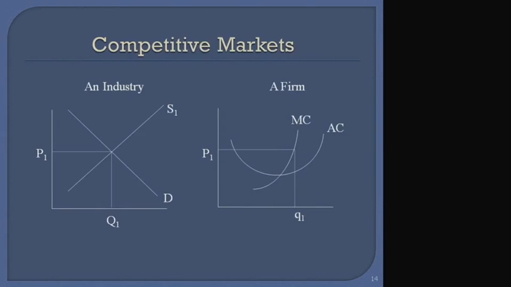Q1 times P1 gives us our revenue, represented by the green shaded area. Q1 times AC, where it crosses that line, gives us our cost. Our average cost per unit times units sold gives us our total cost, represented in the red. And our profits are all that green area that remains there.